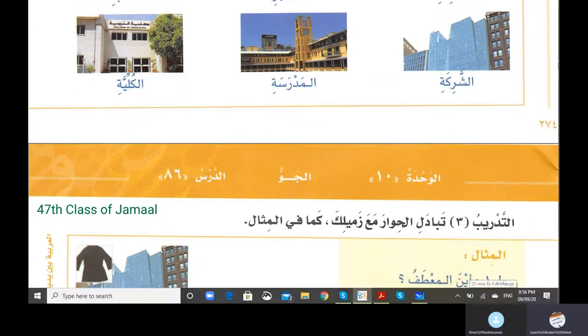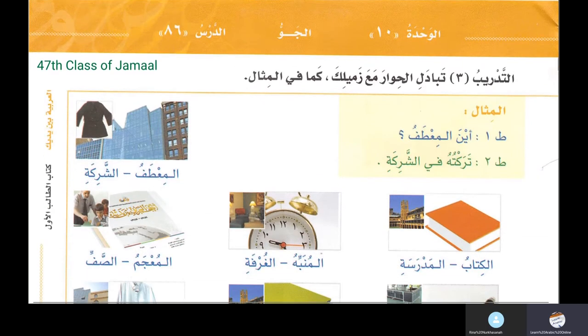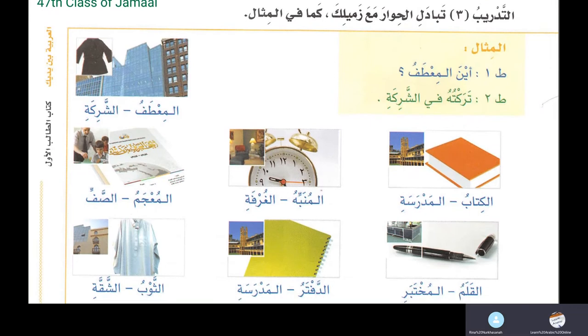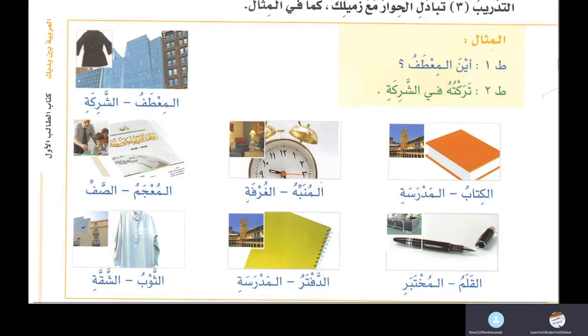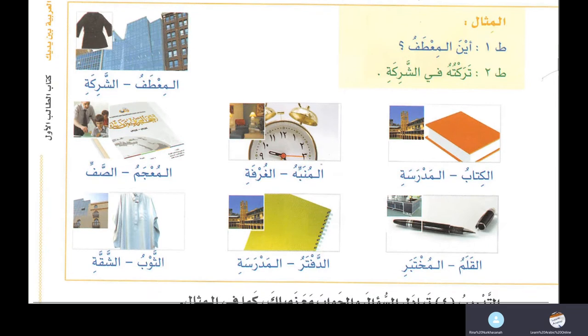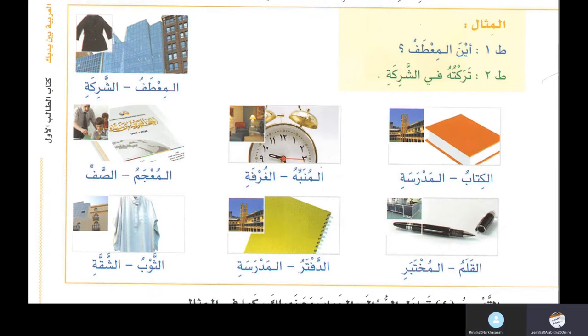Okay, hello. The third exercise: exchange dialogue with your classmate as in the example. Student one: Where is the museum? Student two: I left it in the company. Okay, why are we using kasra here? Because al-fajr is from fi. Okay, now read the example.